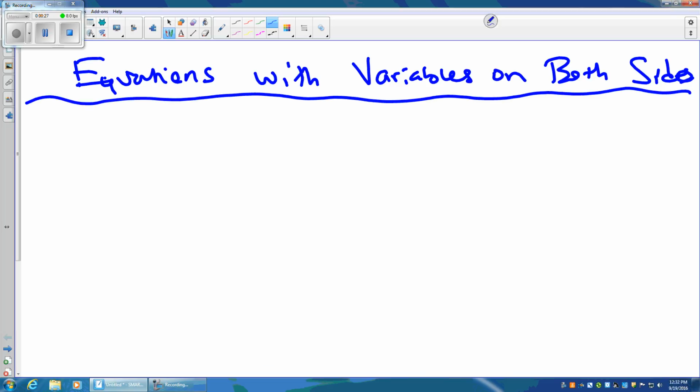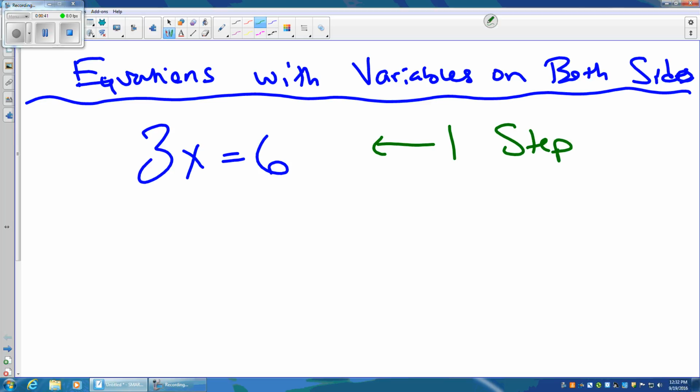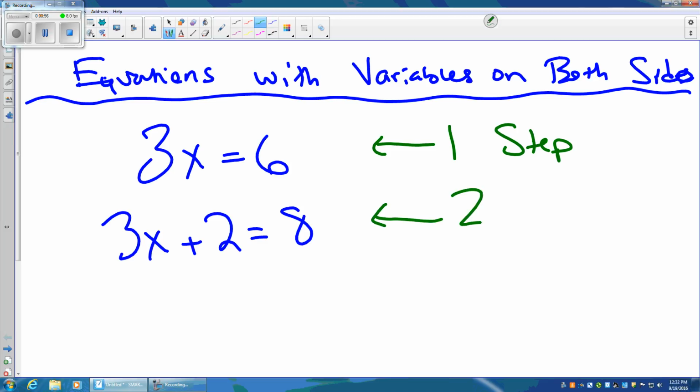So that being said, the last couple days we've been looking at things that look like this. Anyone know specifically what's that called? Not just an equation, but what type of equation? That's a one-step equation, and it's a one-step equation because it takes one step to solve. So then after that, we looked at this, and hopefully everyone's able to say or think, two-step equation. Right? Because there's two things you have to get rid of.